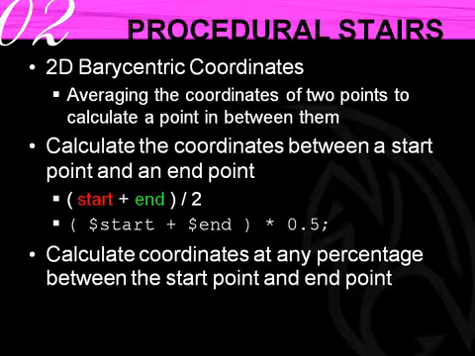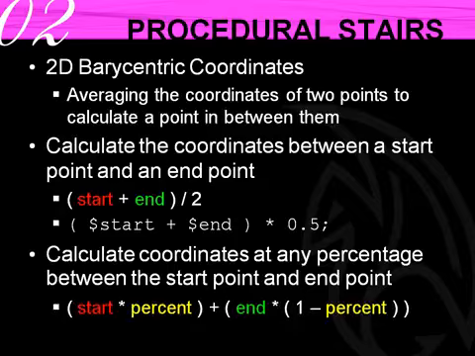However, what if we wanted to find something that's not at the center point of that edge, not equally between those 2 points? We want to find something that could be at any percentage along that edge, either closer to the start point, closer to the end point, or somewhere in between. So the formula for this looks intimidating, but don't worry, I'll break it down for you. It's going to be very simple.